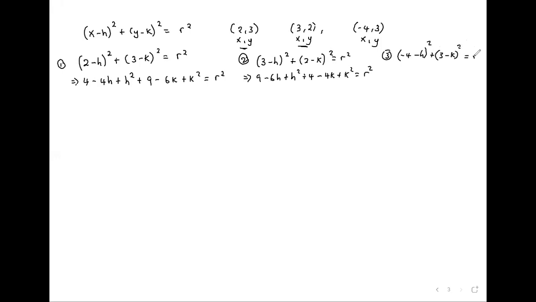squared is equal to r squared. So if we expand this, what do we get? We get 16 plus 8h plus h squared plus 9 minus 6k plus k squared is equal to r squared.